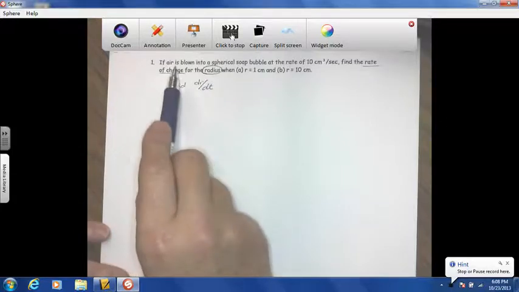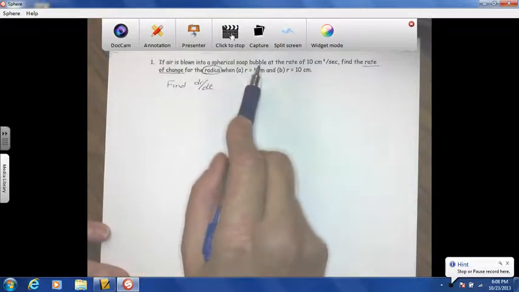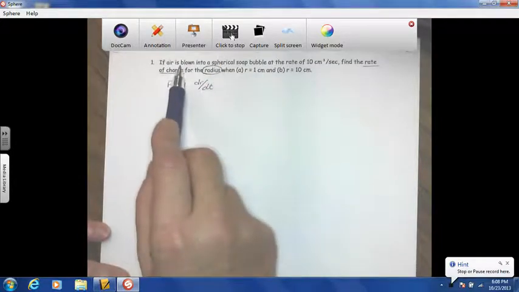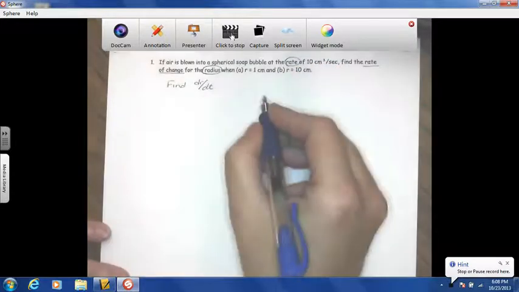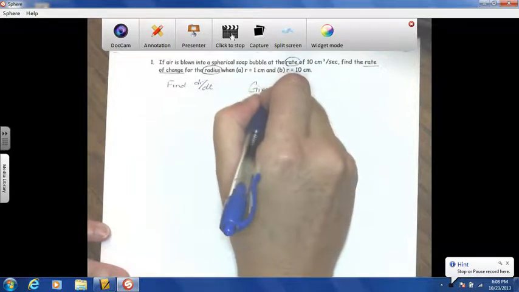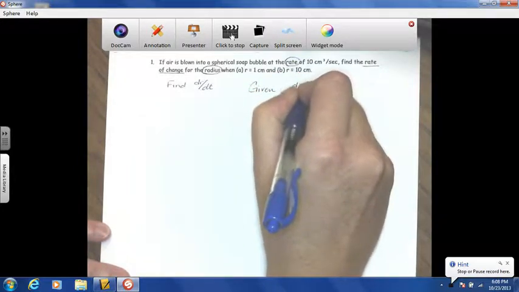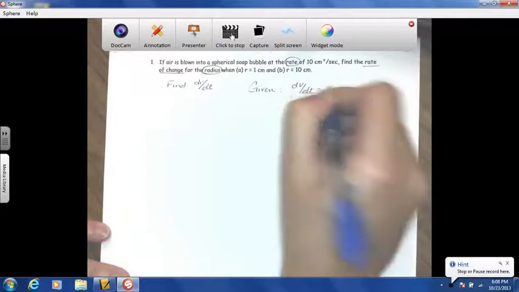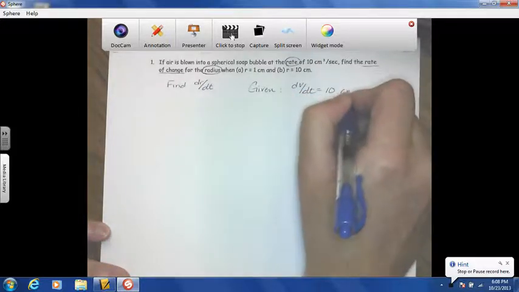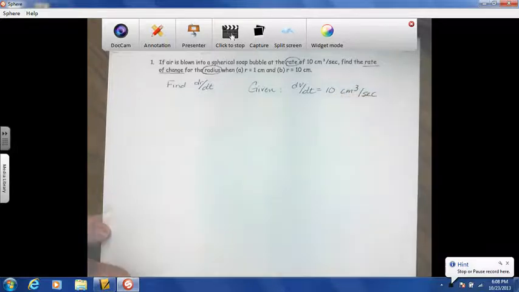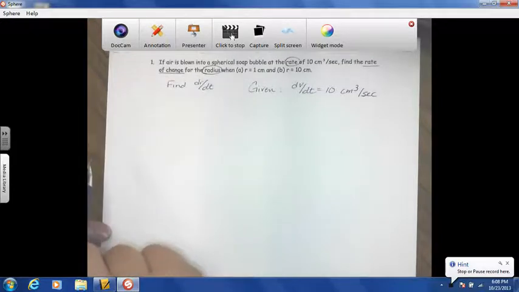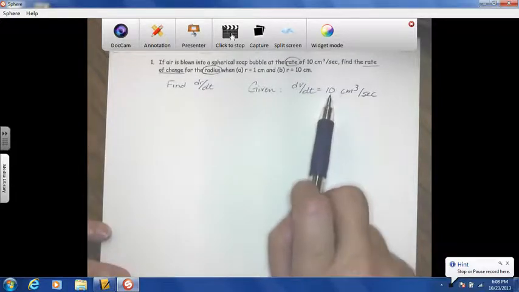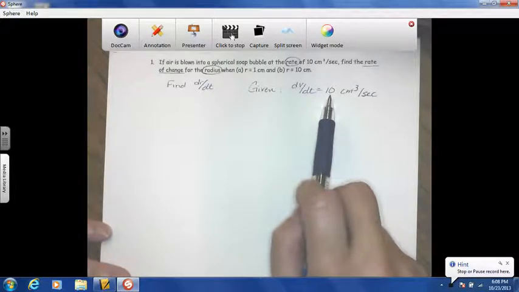It says that the air is being blown into the spherical soap bubble, which means that we have volume changing at a rate. Once again, the word rate means that we have a derivative. So we are given that the rate of change of the volume with respect to time is going to be 10 cubic centimeters per second. Notice that if the air is being blown into the spherical soap bubble, the volume itself is actually increasing. Therefore, the rate of change of the volume should be positive.